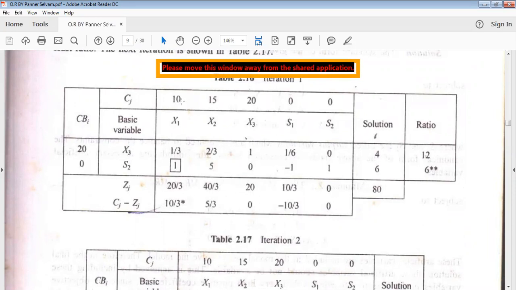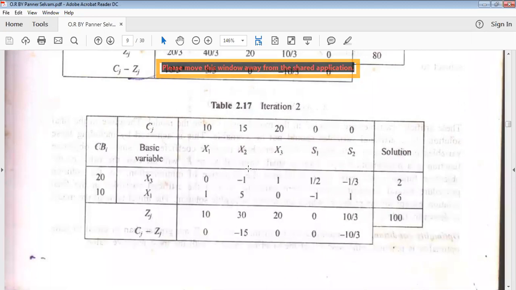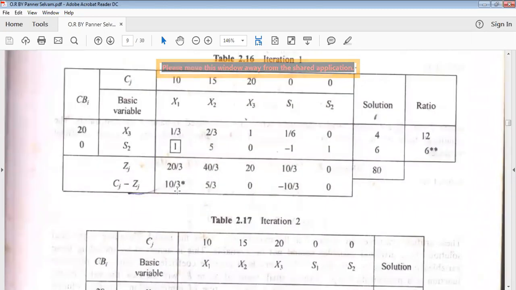Cj minus Zj means 10 minus 20 by 3, 15 minus 40 by 3, 20 minus 20, 0. All these things you have to calculate. In the next iteration, among all the values, 10 by 3 is the maximum, and this is the entering column. 1 by 3 and 1 are there, 4 by 1 by 3 is 12, 6 by 1 is 6, and 6 is the least ratio, and therefore this is the key element. This you should make 1, and this you should make 0.